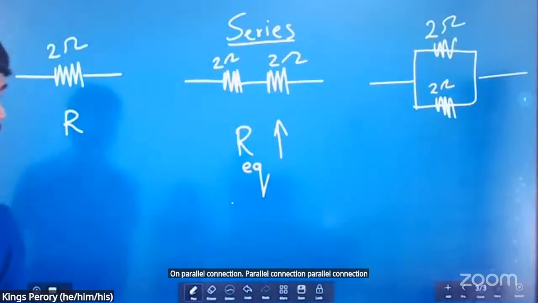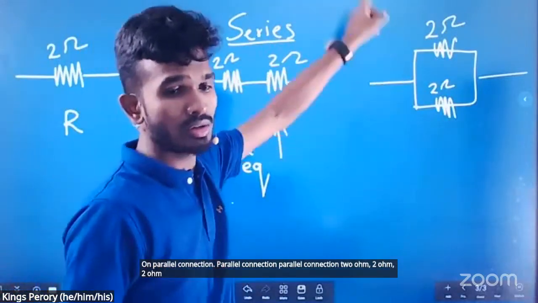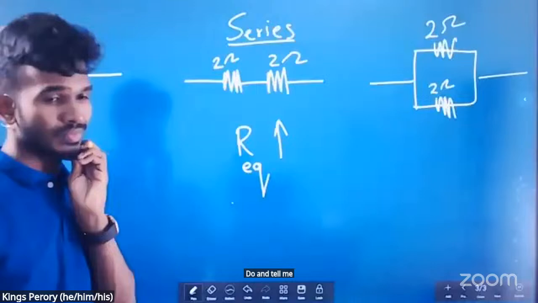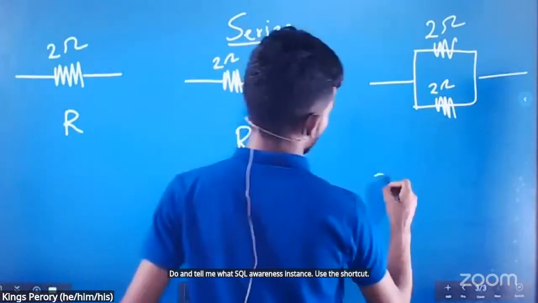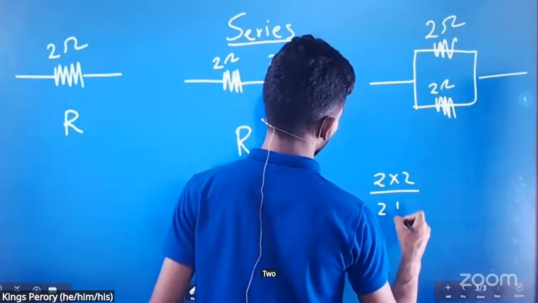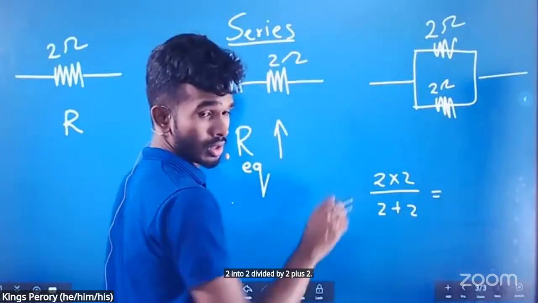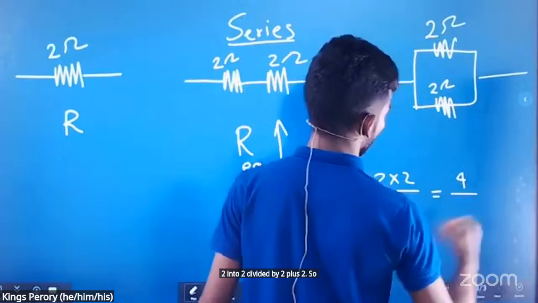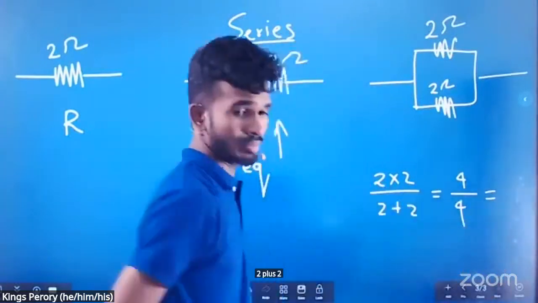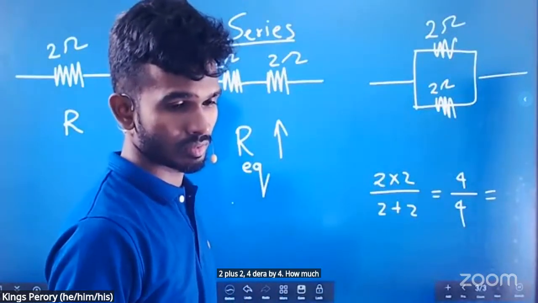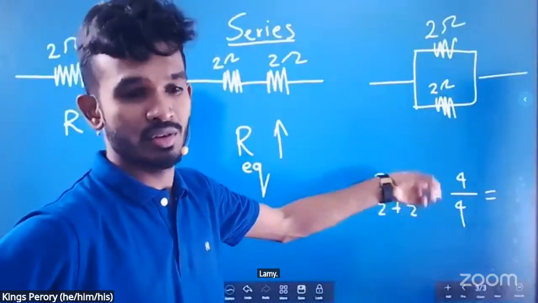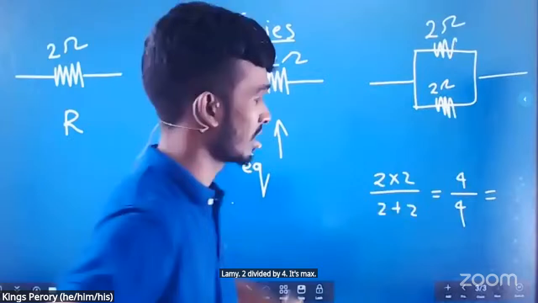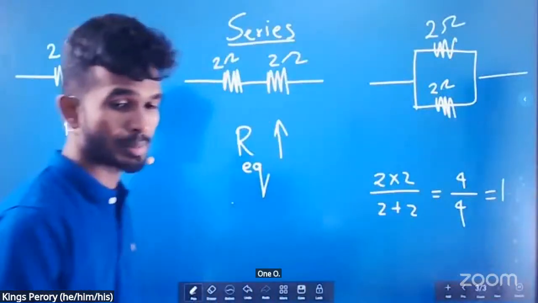2 ohm, 2 ohm. Tell me what's the equivalent resistance? Use the shortcut. 2 into 2 divided by 2 plus 2. 2 into 2, 4. 2 plus 2, 4. 4 divided by 4, how much? 1. Ayyo, 4 divided by 4, it's maths. 1 ohm.